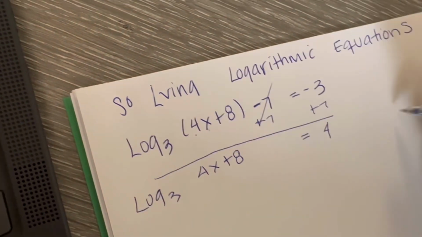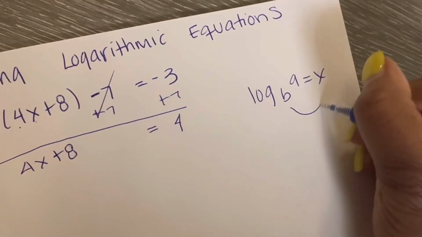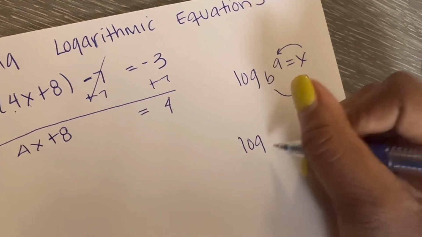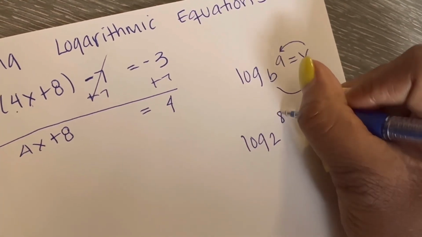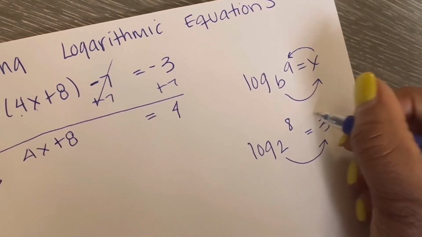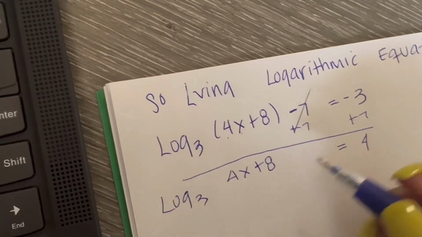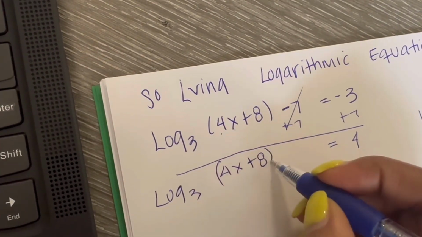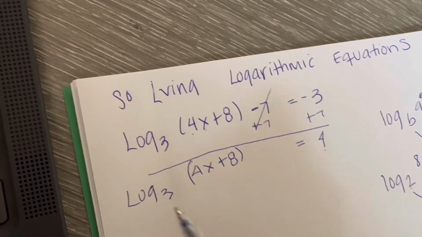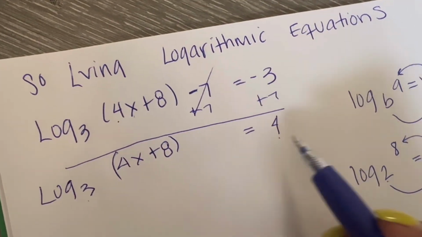From here, make sure you understand your circle of life. Remember, b to the x power equals this answer, this argument. For example, log 2 of 8 equals 3, right? Because 2 to the third power equals 8. So make sure you're using these arrows when needed. So here's an example. We've got our argument right here, our base right here and our exponent, just like this. Base is 3. Our argument is 4x plus 8, and our exponent is 4.